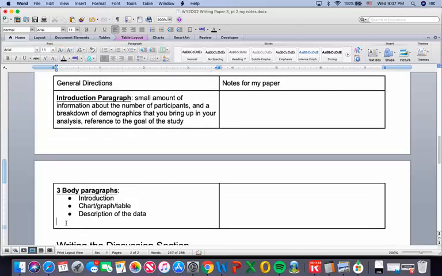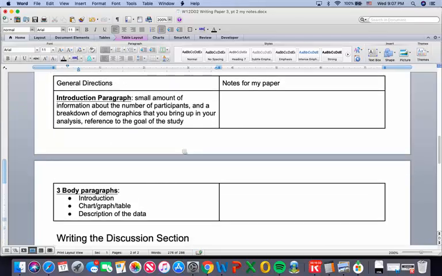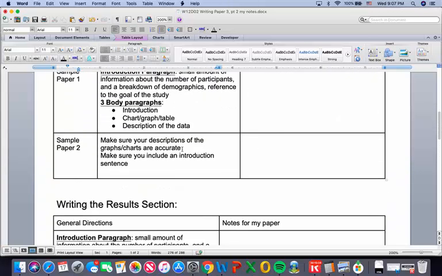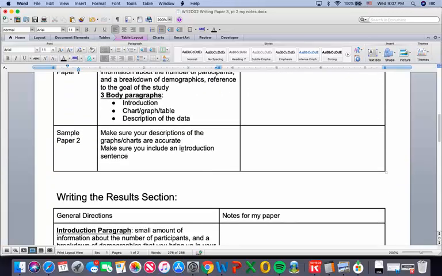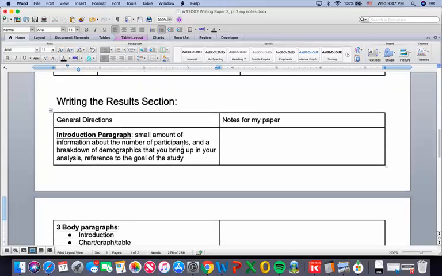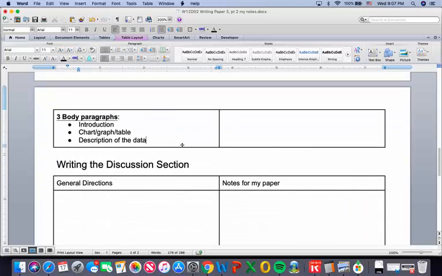So there you go. We've got our directions for writing the results section. And next we're going to go ahead and use the sample papers to learn about writing the discussion section.